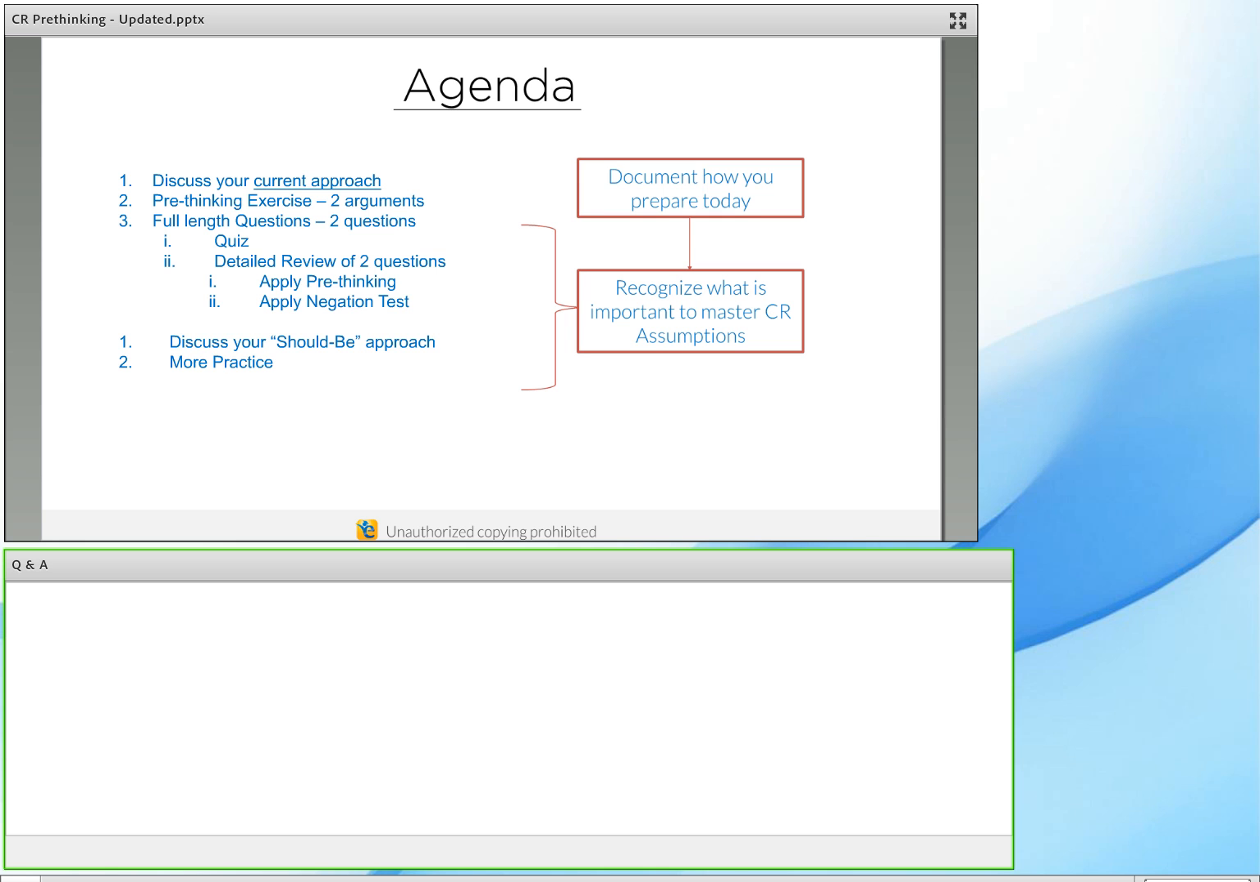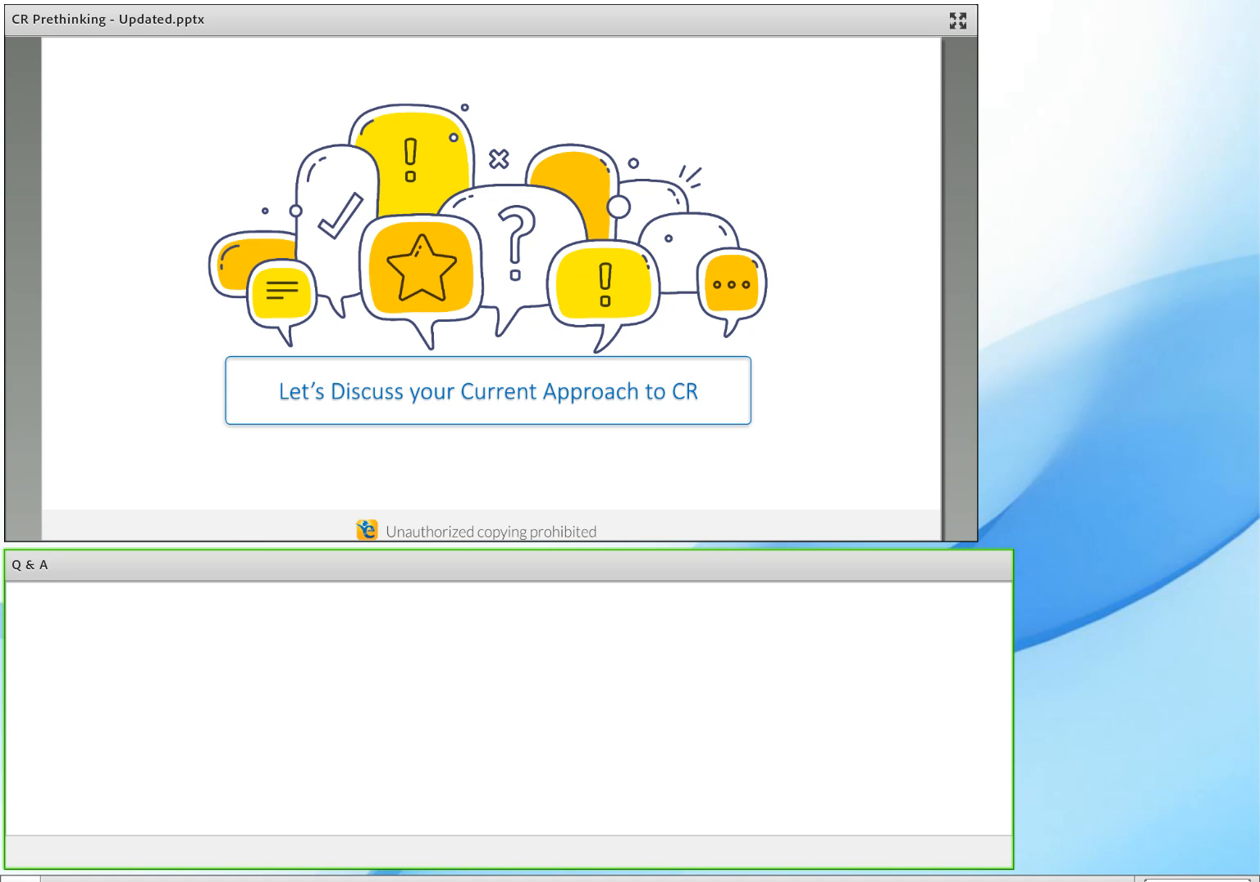So at a very high level, we're going to document how you prepare today. We're going to look at what's important to master assumption questions. And again, this pre-thinking is not just limited to assumptions. It extends all the way to evaluate, strengthen, weaken, fill in the blank type questions. And then a modified version of it also extends to boldface questions.